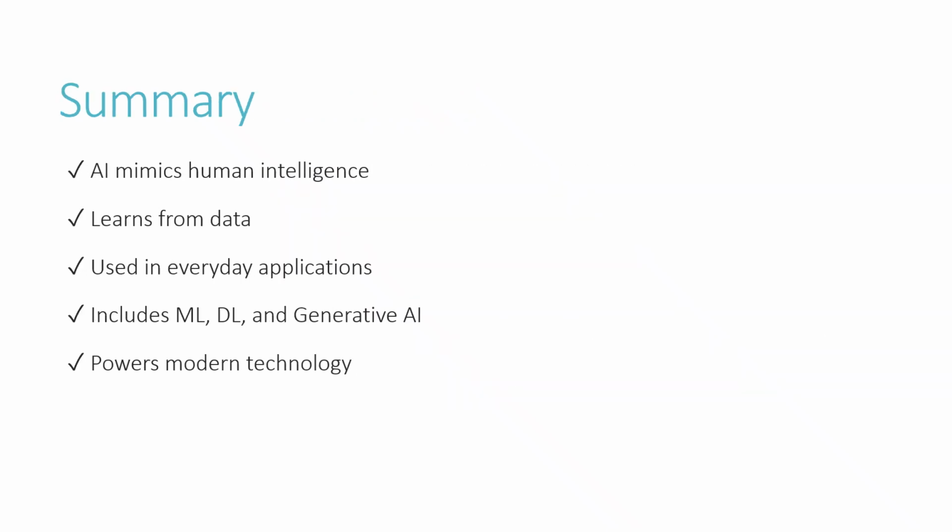So we'll see the summary of what we learned today. AI mimics human intelligence, learns from data, is used in everyday applications, includes ML, DL, and generative AI, and powers modern technology.